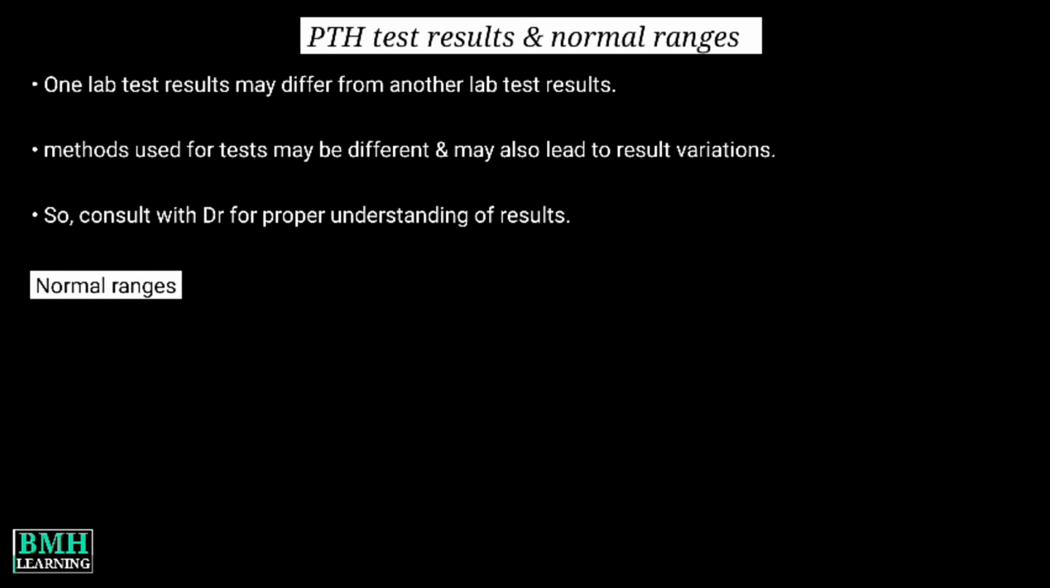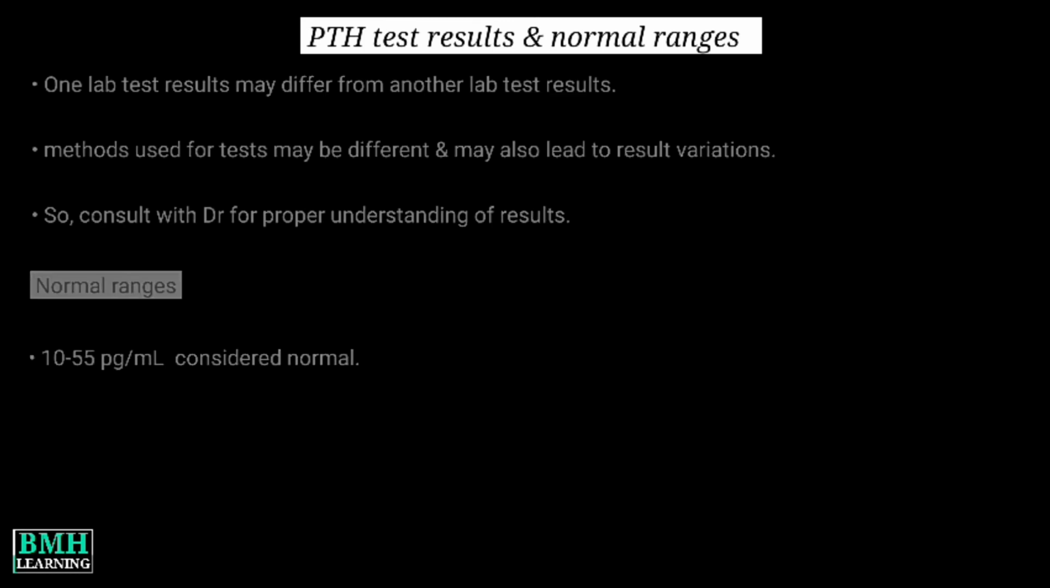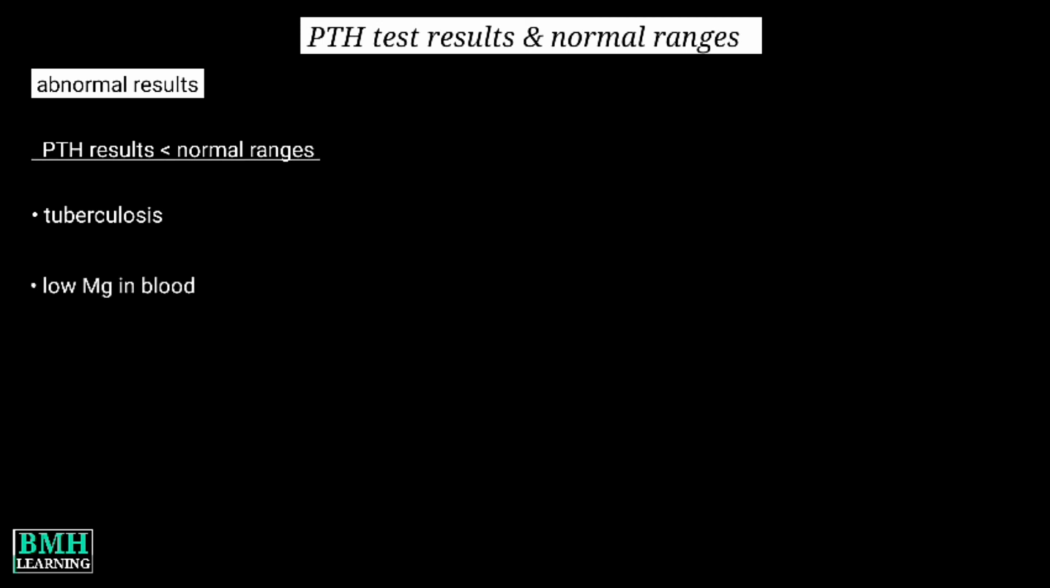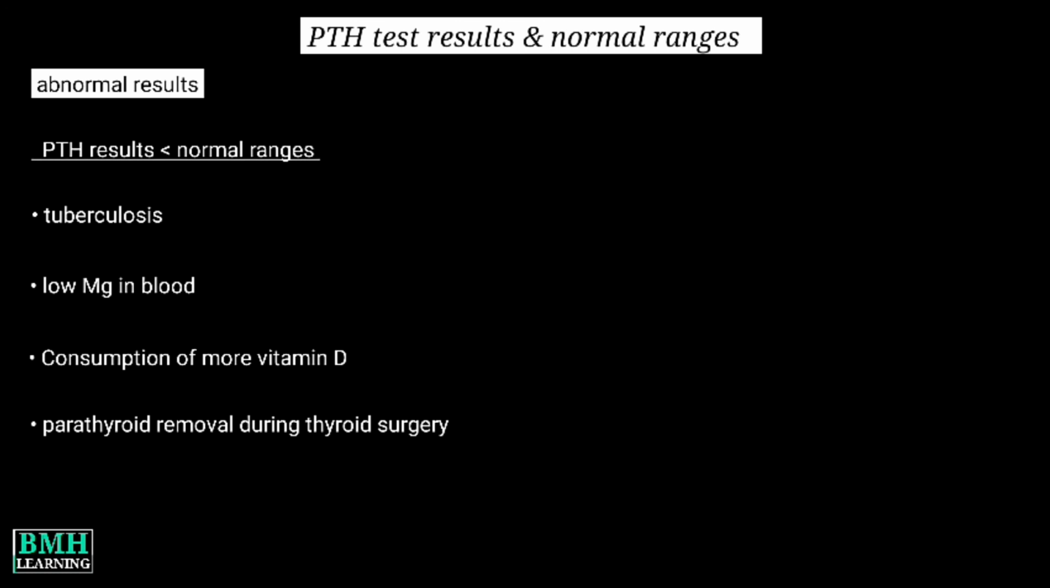Normal ranges of PTH test. If the PTH ranges between 10 to 55 picogram per milliliter, this is said to be normal result. Abnormal results. If PTH test results are lower than normal ranges, this indicates tuberculosis, low magnesium in blood, consumption of more vitamin D. Might be possible that the parathyroid glands are removed mistakenly during thyroid surgery.